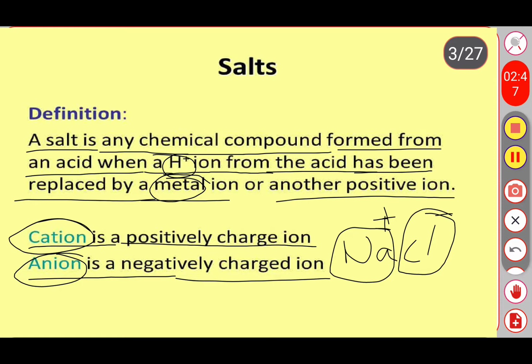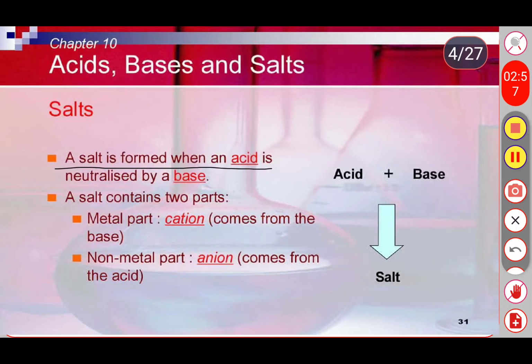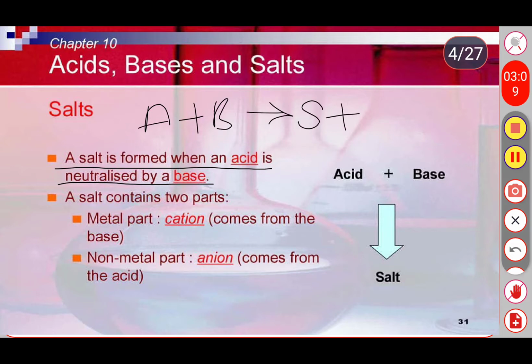See the next slide, we have some more information about salts. A salt is formed when an acid is neutralized by a base. You already know the neutralization reaction. In a neutralization reaction, what happens when an acid is combined with a base? It always forms a salt and water, right? So this is the most important reaction.